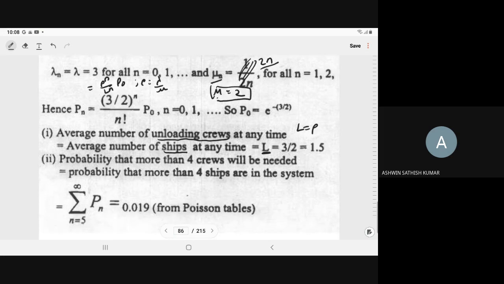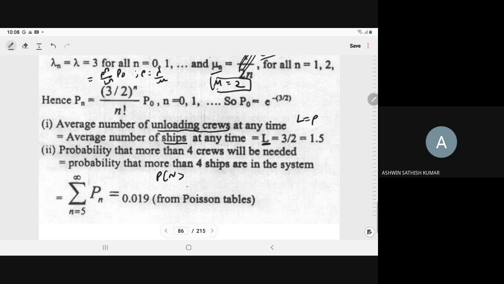It means we are talking about the probability that n is greater than 4. That can be written as 1 minus P naught minus P1 minus P2 minus P3 minus P4. That can be written as 1 minus P naught, that is e to power minus rho, common. If you take common, 1 plus rho plus rho square upon factorial 2 plus rho cube upon factorial 3 plus rho to power 4 upon factorial 4. So P1 is rho into P naught. P2 is rho square upon factorial 2 into P naught. P3 is rho cube upon factorial 3 into P naught. And P4 is equal to rho to power 4 upon factorial 4 into P naught. P naught we have taken common.